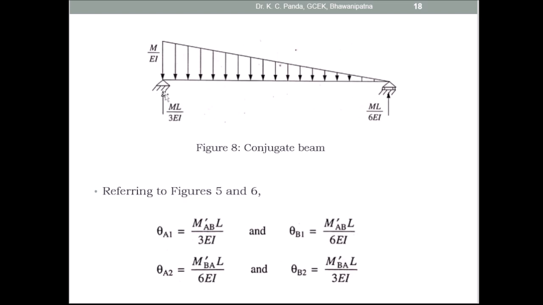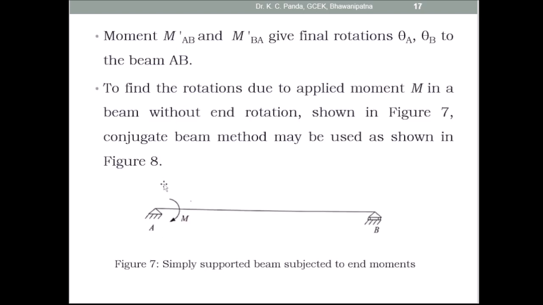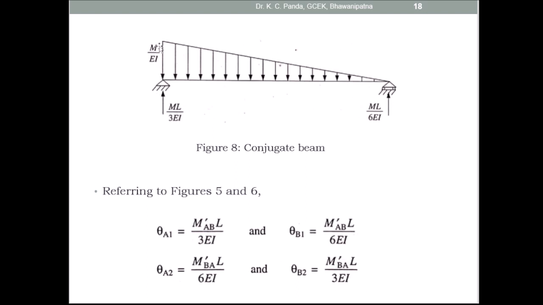So this is the M by EI diagram, and here you have to find out by considering that this is the load in the conjugate beam. So first you have to find out what is the reaction at both ends. When the load is acting this side at A, this is the loading for the conjugate beam. Here the load is M by EI at A, and this side the load is 0, and due to this load the reaction at end A is ML by 3EI, and the reaction at end B is ML by 6EI.